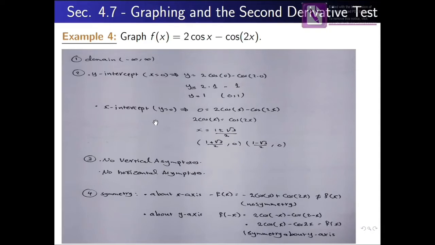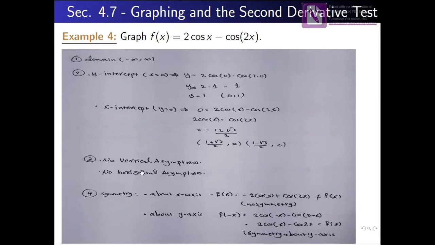For the x-intercept, put y equal to 0. So 2 cosine x minus cosine 2x will be equal to 0. Then this gives us 2 cosine x equals cosine 2x. If you use a calculator or any other program, you will find that x equals (1 plus root 3) over 2, and x equals (1 minus root 3) over 2. So we have 2 x-intercepts.